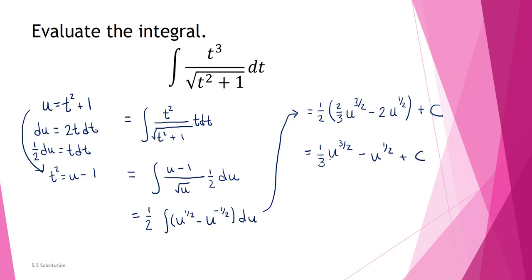However, we're not quite finished because my original problem had t's and I currently have u's. So now I need to replace each u by t squared plus 1 that I chose at the very beginning. So we have 1/3 times (t squared plus 1) to the 3/2 minus (t squared plus 1) to the 1/2 plus c. And this is my final answer.